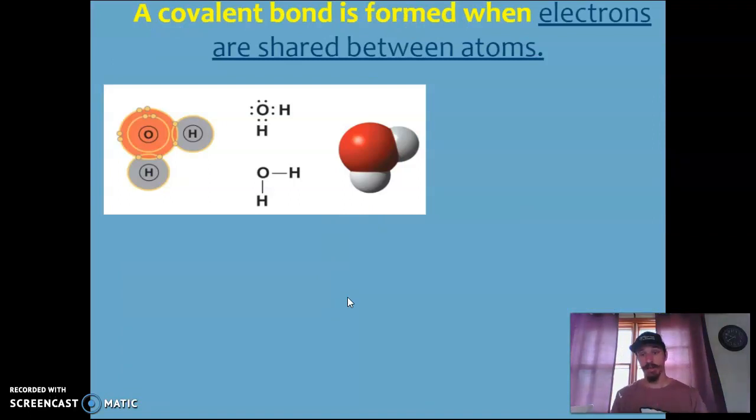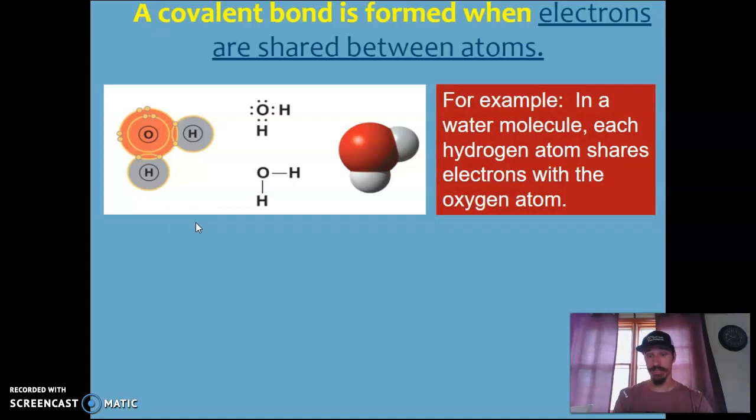So on your screen here, I have four different depictions of a water molecule, right? H2O. These white balls are hydrogen. The red is oxygen. H2O. Again here, and again here. Four different depictions of ways to draw the water molecule.